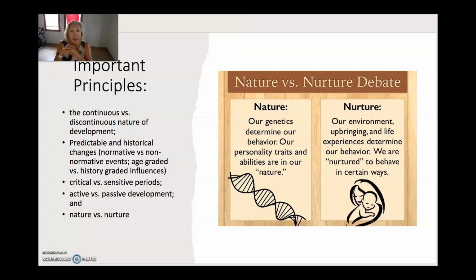It's predictable. There are historical changes. There are normative and non-normative events. Everybody experiences puberty at some point in their lives. That's a normative event. But to experience a germ cell cancer or something would be non-normative. It's not something that everyone experiences. There are age-graded influences and there are history-graded influences: some things that happen routinely at a certain age, and then some things that happen routinely at that point in history. There are critical and sensitive periods.